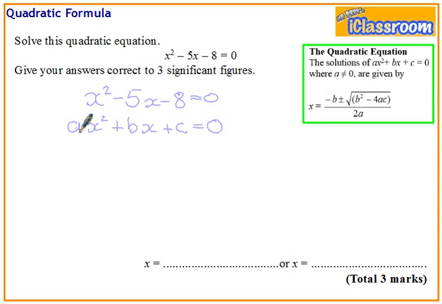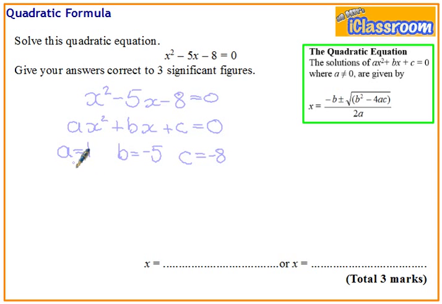Well, the a is just how many x squareds I have. How many x squareds do I have here? I've got 1 x squared. My b tells me how many x's I've got. My b is minus 5. Notice that I take the sign with the coefficient. Okay. Now moving on to my c. My c is going to be, again, minus 8. Notice how I'm taking the negatives with me.